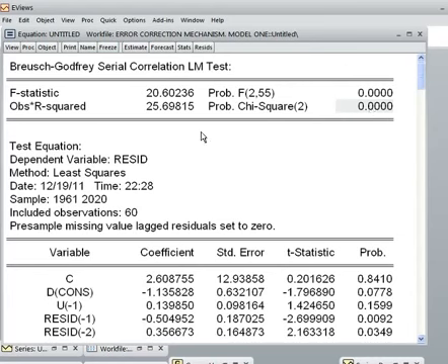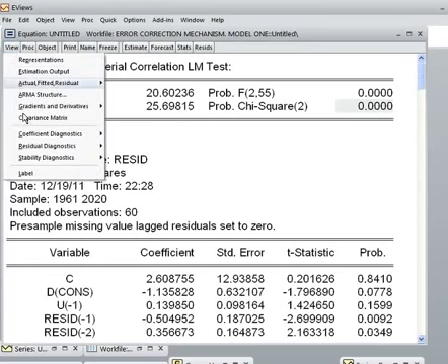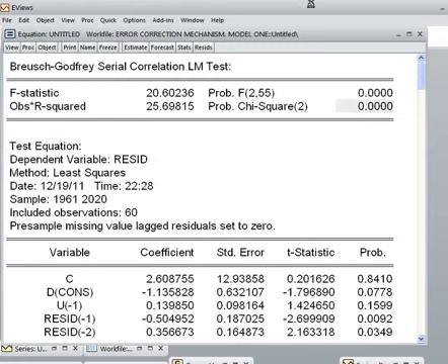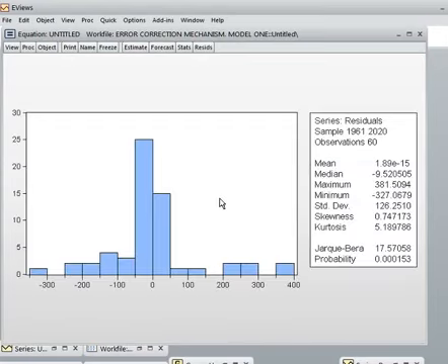Okay, then we check whether the residual is normally distributed or not. I check the normal distribution, go to view, residual test, then test of normality. I click here. The result has come up. The Jarque-Bera statistics and the p-value, right? You can see from here, Jarque-Bera and p-value.